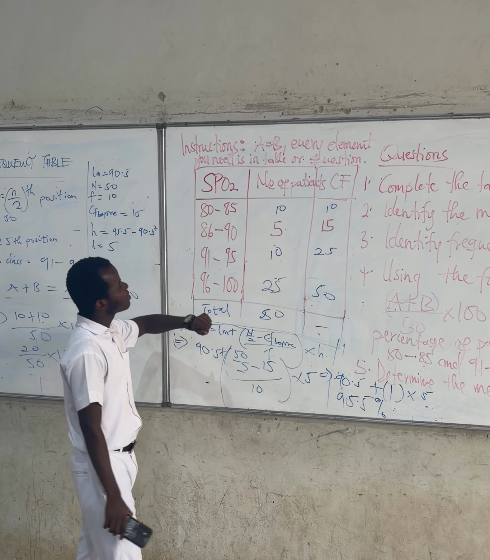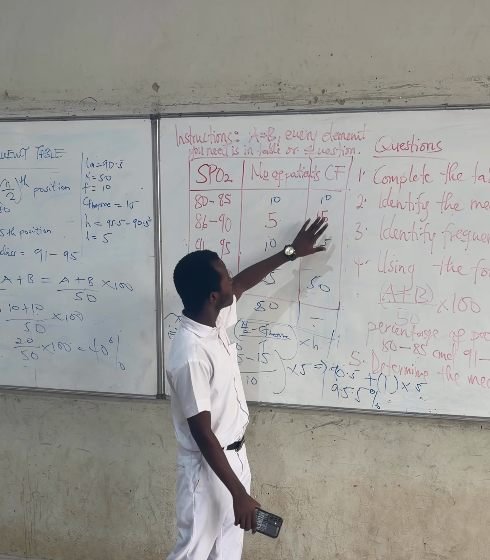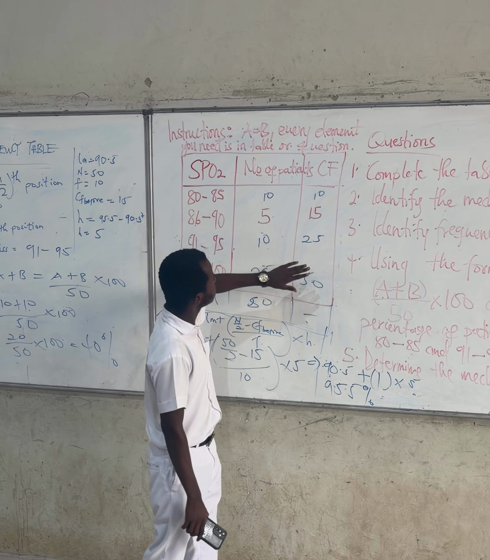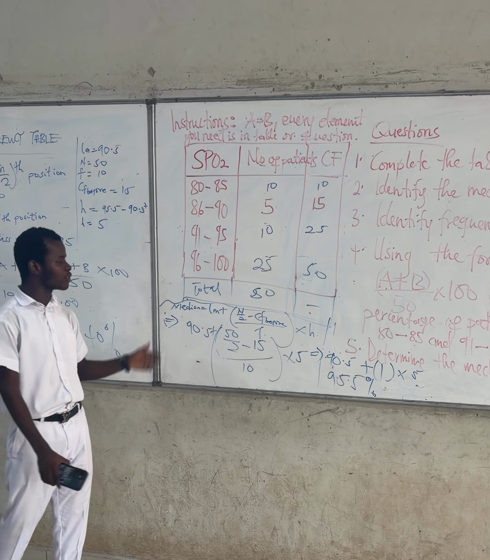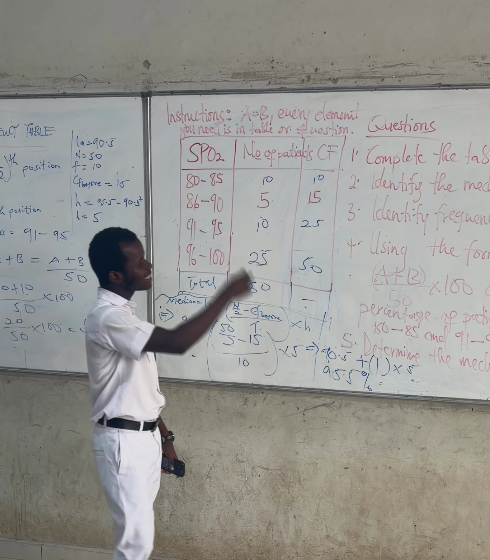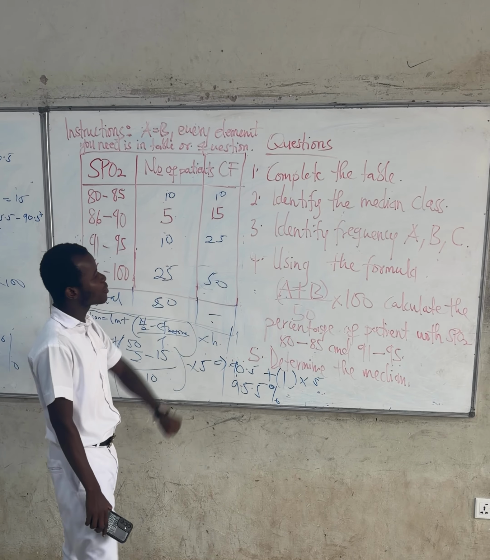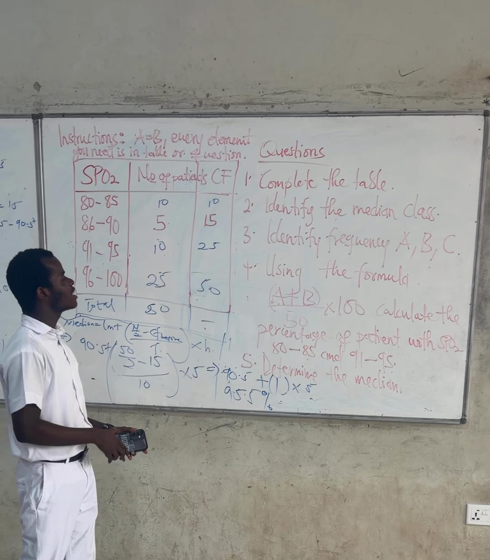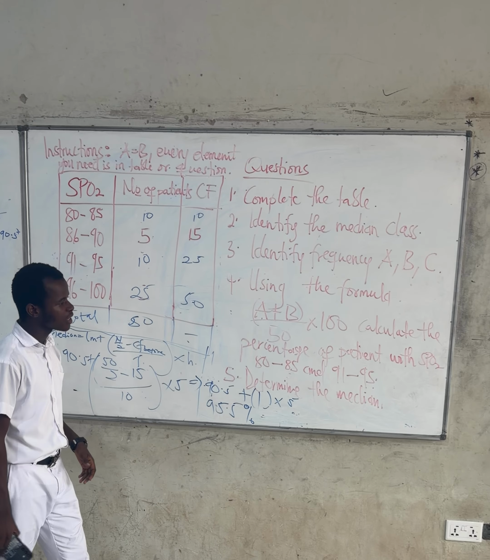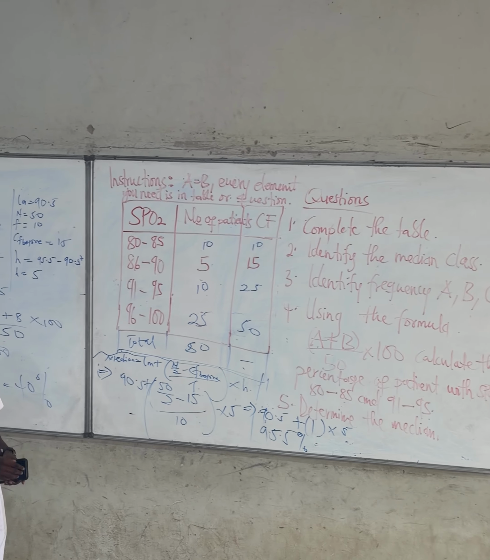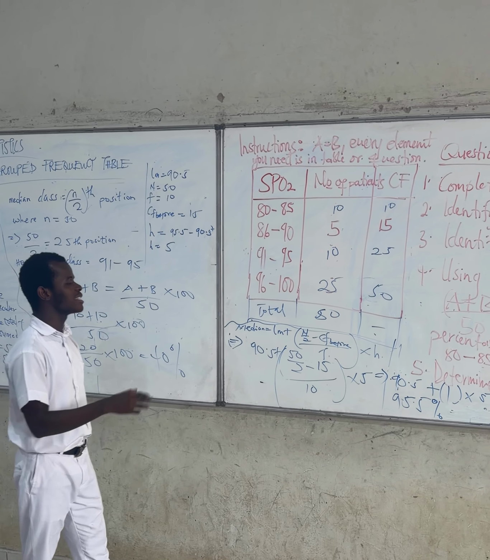So at the beginning, here was A, B, and C. And we were given 15 here, and there was nothing here, and also there was no total row. So when you read the question, okay, let's go through. Complete the table, identify the median class, identify the frequency of A, B, and C, using the formula A plus B, all over 50, times 100. Calculate the percentage of patients with SPO2 from class 80 to 85 and 91 to 95. And the last question is determine the median.